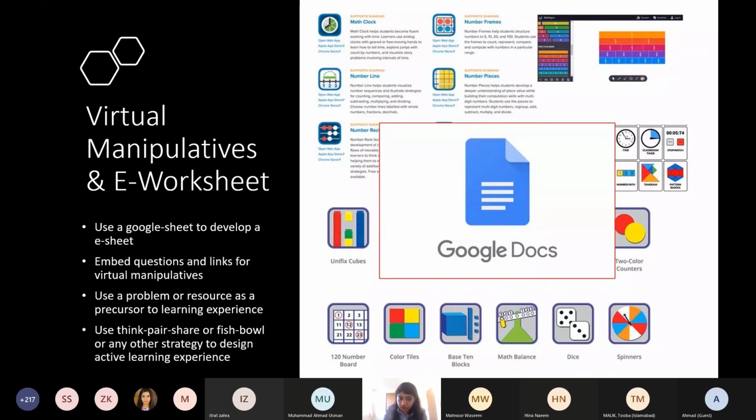So I used a Google Sheet to develop this e-sheet, and I embedded the questions and links, and a resource, and we'll dock at this point.